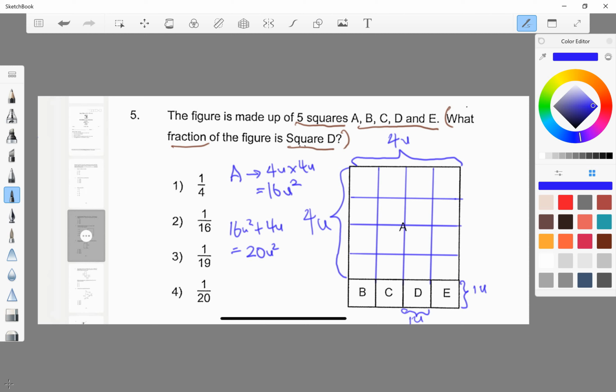For a question that's asking us what fraction of the figure is square D, let me just use red ink to shade square D for everyone's reference. So this is square D that's being shaded now. Typically I'll write down the fraction: D out of the total. In this case D is 1, and my total will just be 16 plus 4, which is 20. So it's 1 out of 20, and I found the answer is actually option 4.